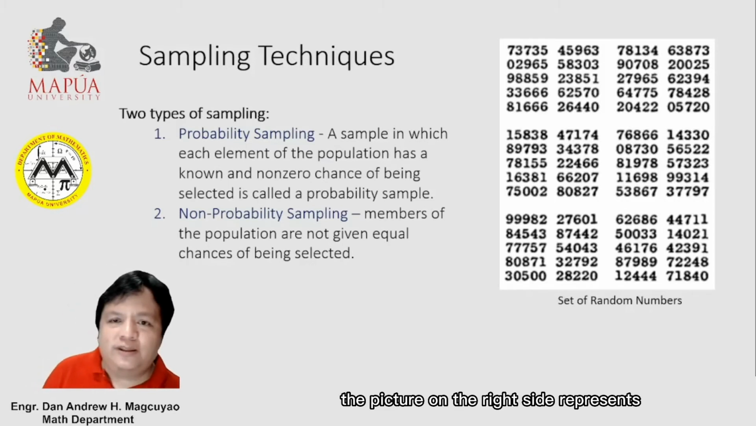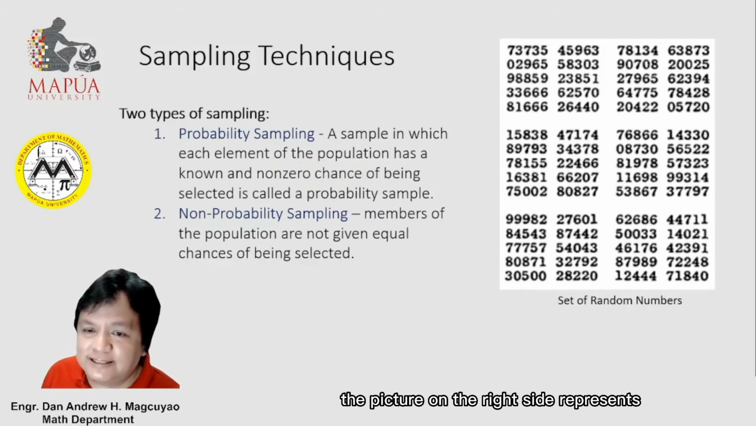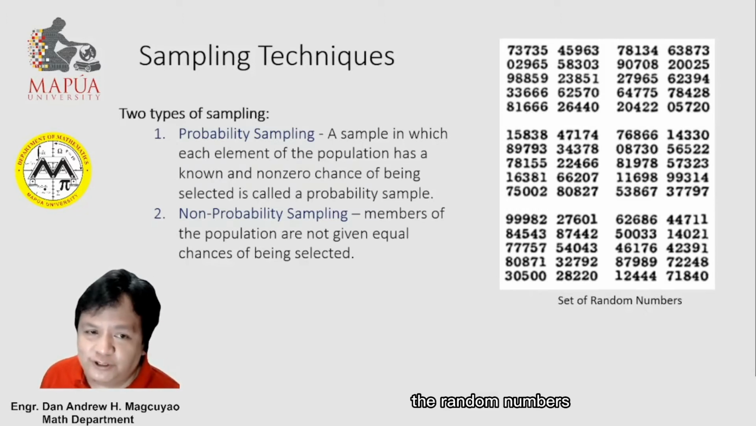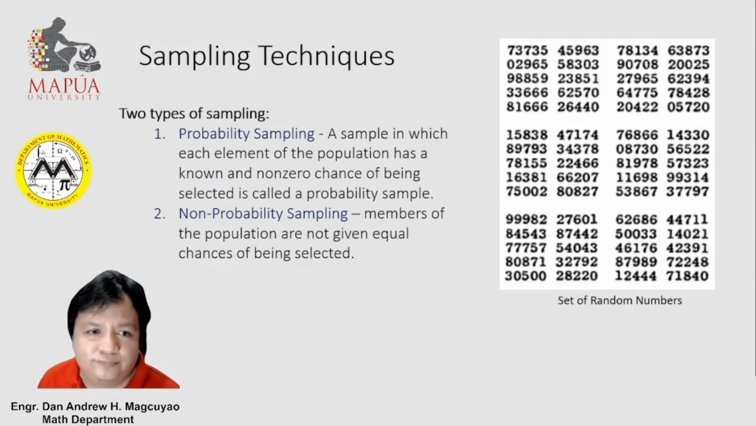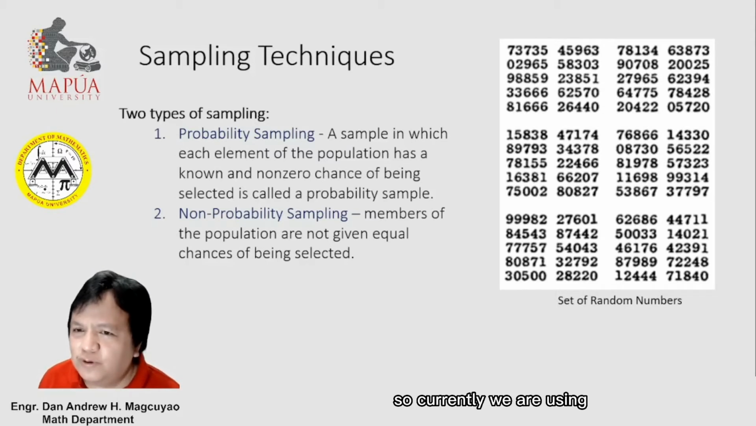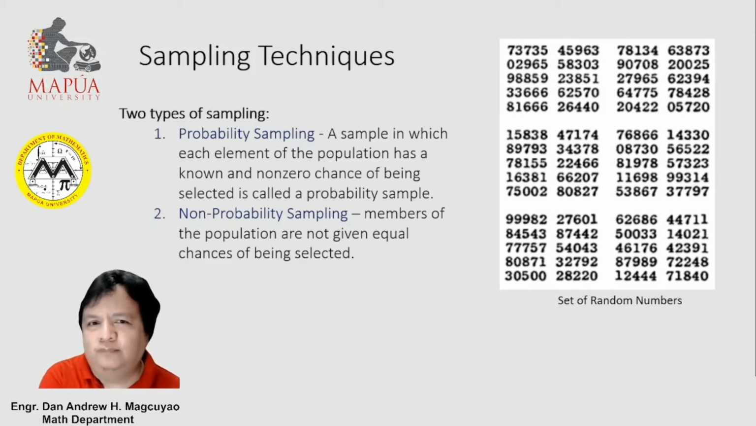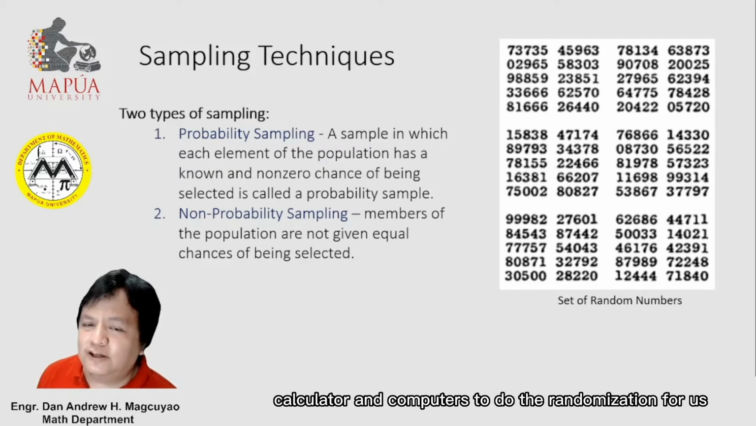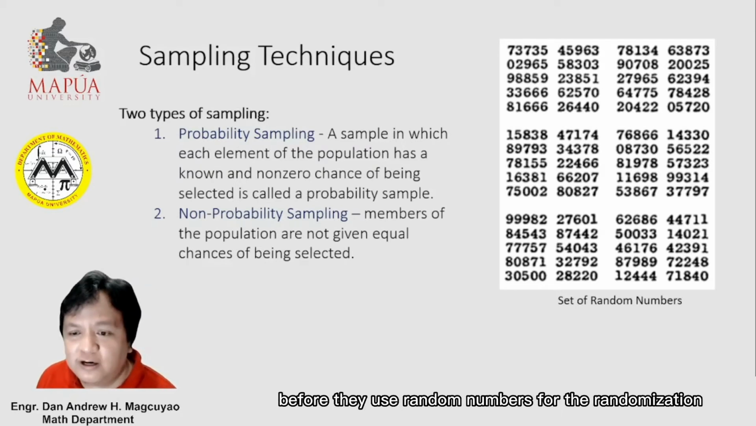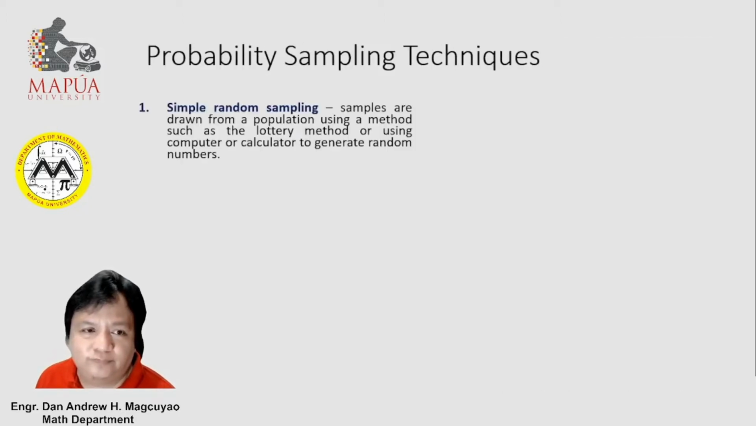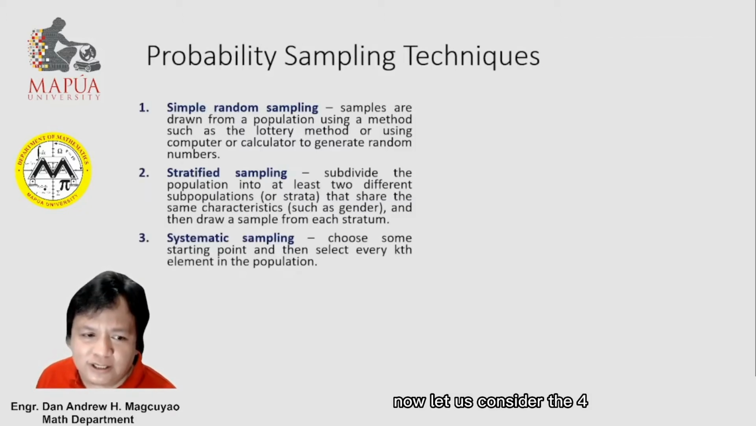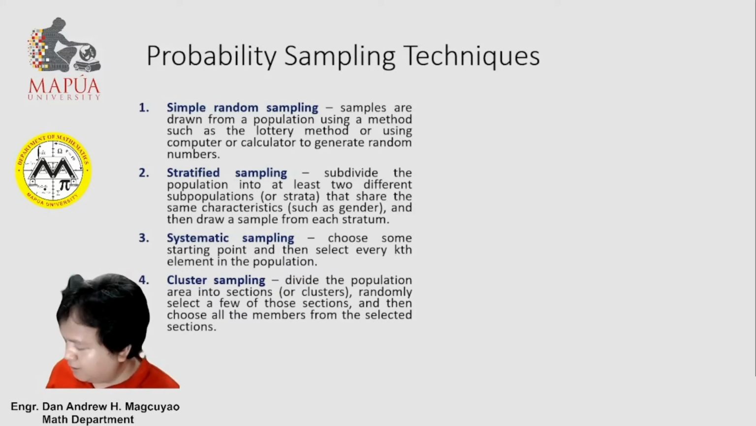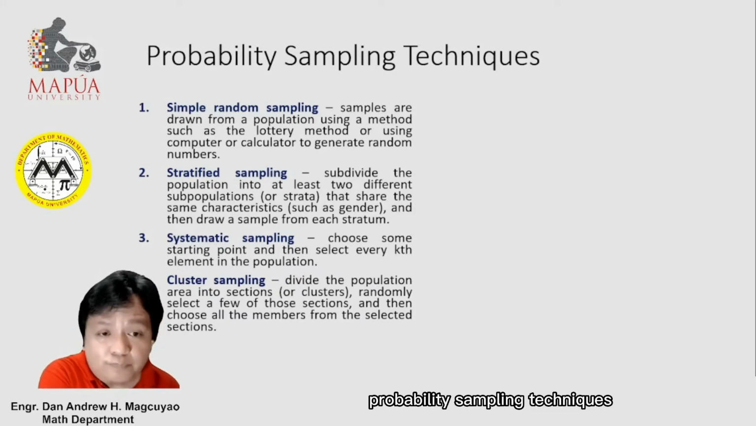The picture on the right side represents the random numbers. So currently we are using calculators and computers to do the randomization for us. Before, they used random numbers for the randomization. Now let us consider the four probability sampling techniques.